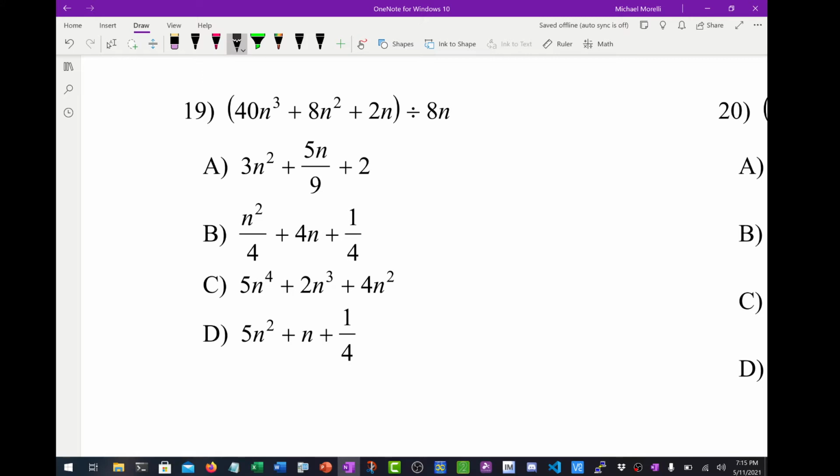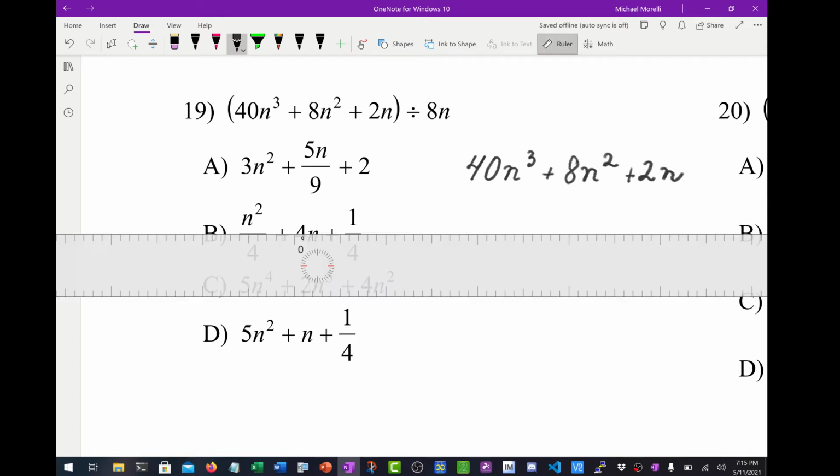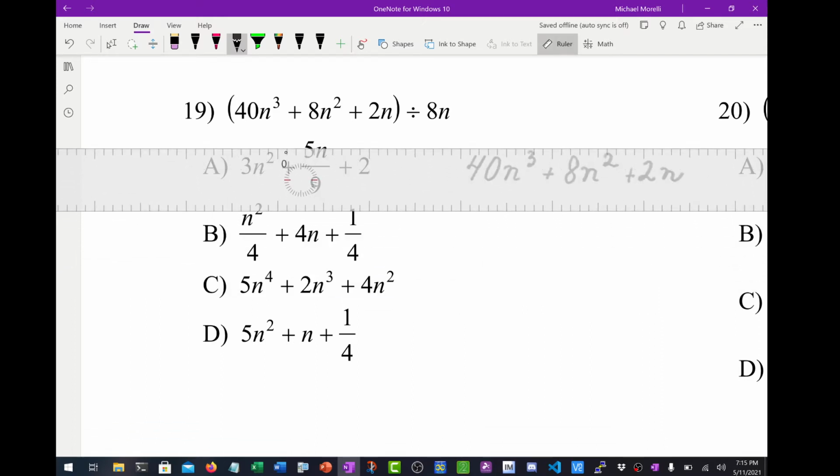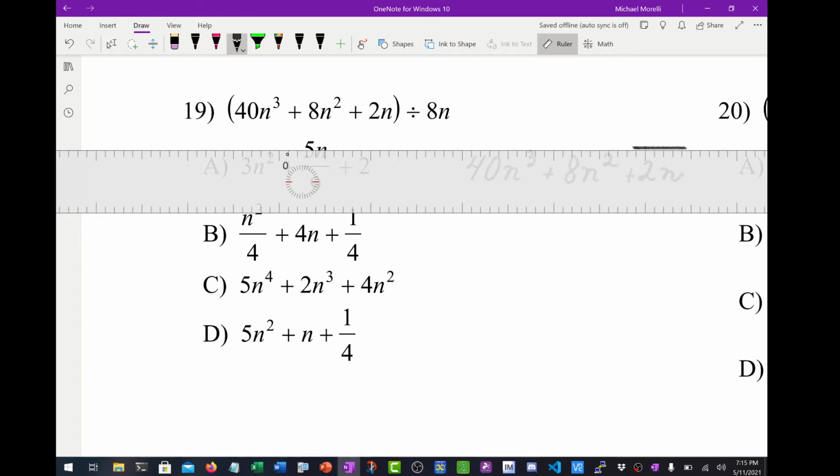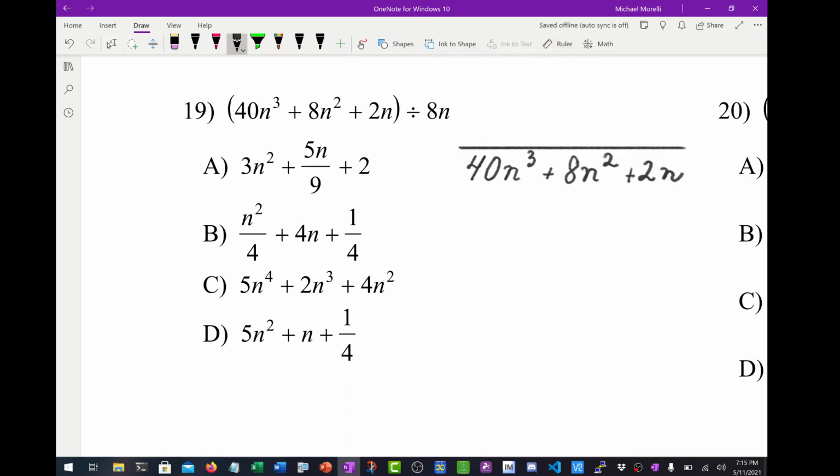We're going to divide 40n cubed plus 8n squared plus 2n by 8n.